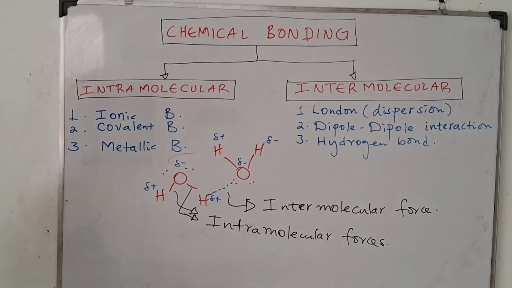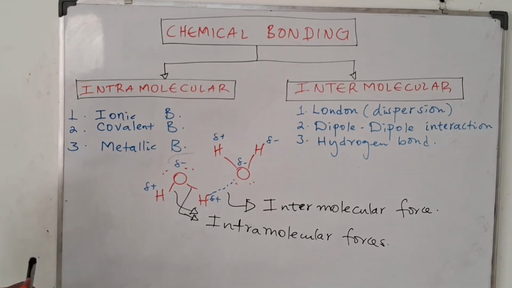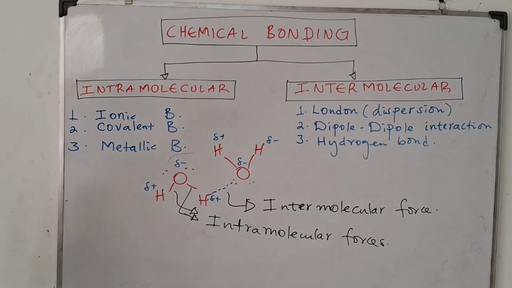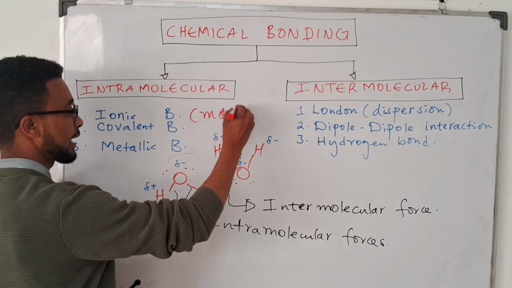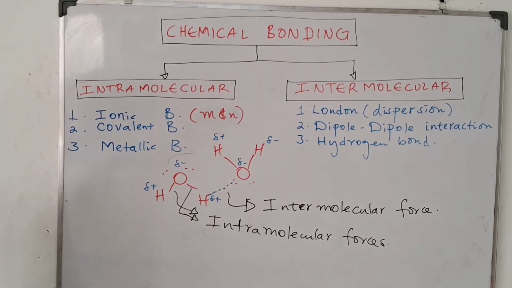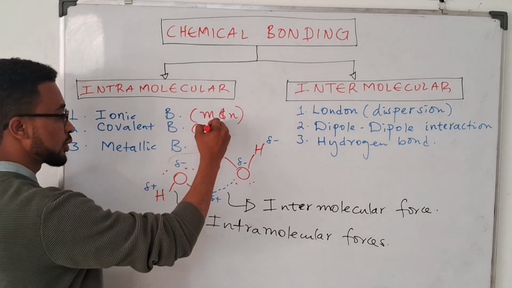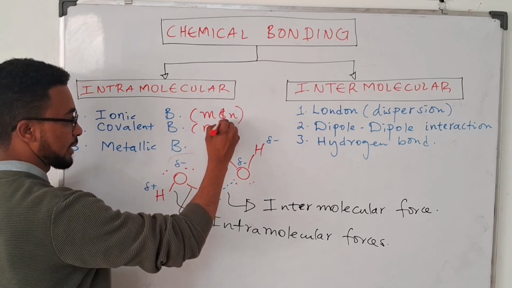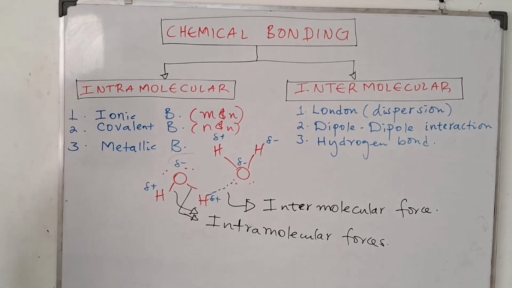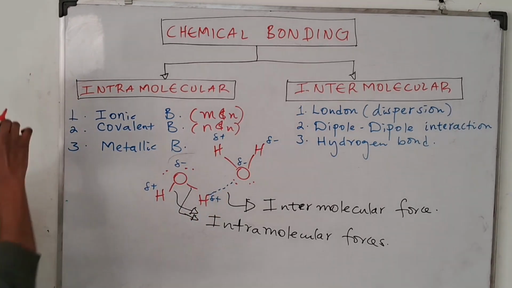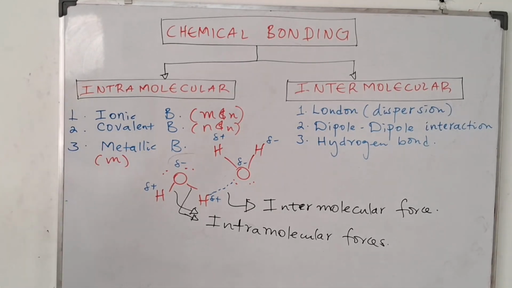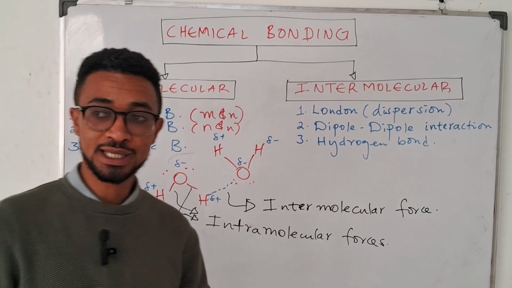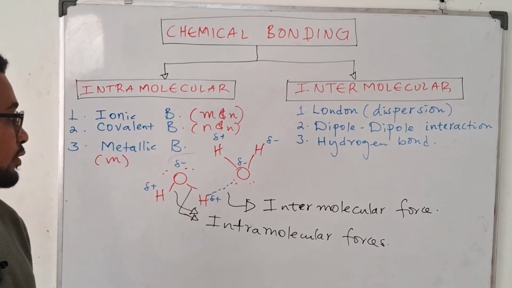Now let's say something about these three. Ionic is a type of bond which is made between a metal and a non-metal, okay? And covalent bond is a bond formed between two non-metals, a non-metal and a non-metal. Metallic bond is made between metal atoms, okay? Between metal atoms.